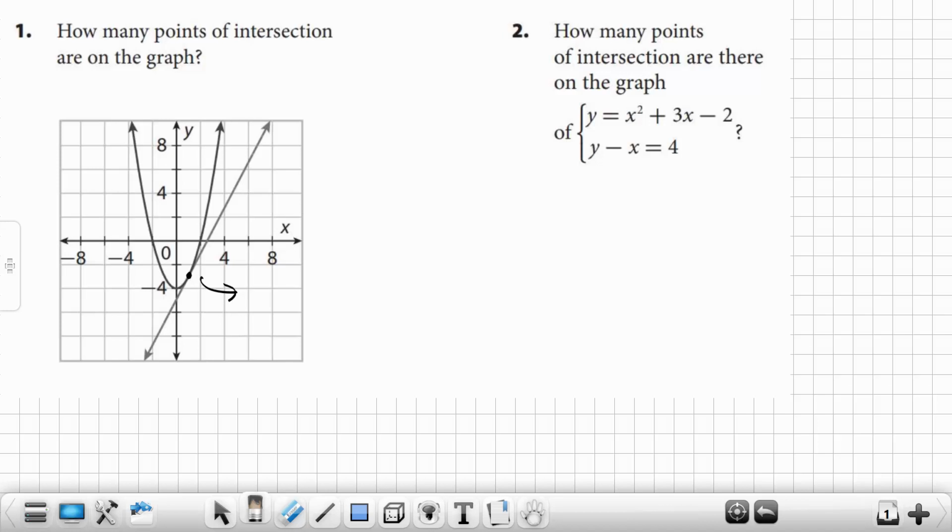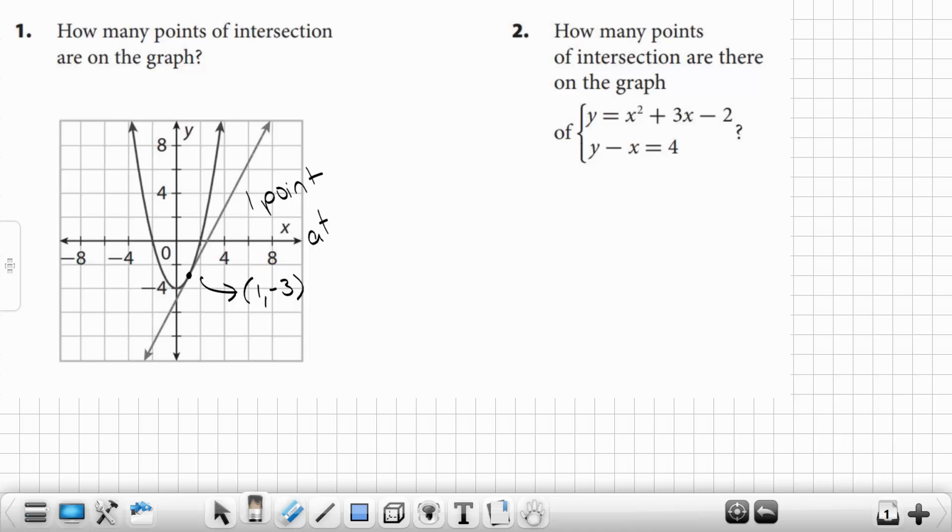And that's at 1, -3. 1 point. 1 point at 1, -3. How many points of intersection are there on this graph? y equals x squared plus 3x minus 2, y minus x equals 4.